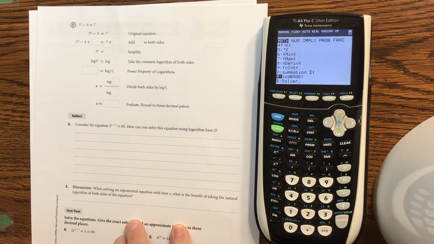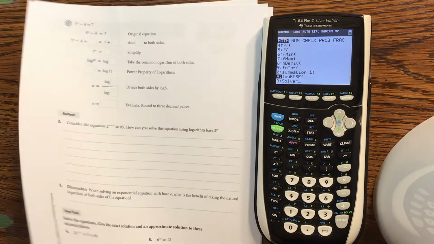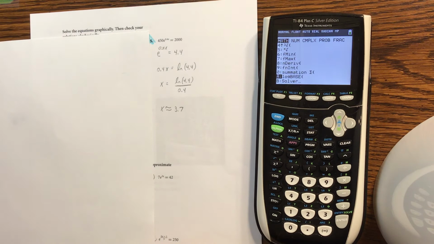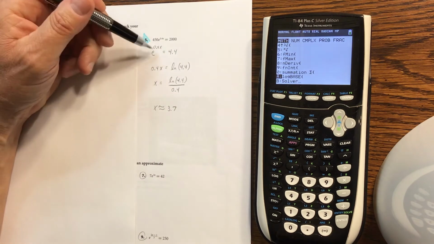And I want to refer you to page 805. I'm going to do certain ones in here. The first one I want to look at is number 5. And here we have 450 times e to the 0.4x equals 2,000. And I'm going to show you how to do this. All right?